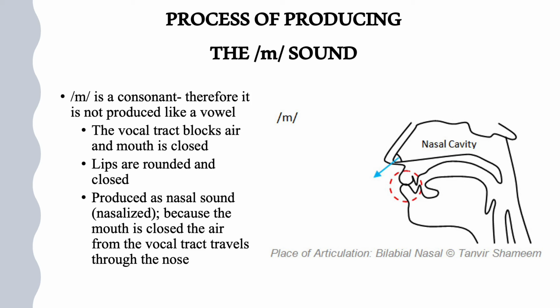Now, I will explain the process of producing the M sound. Unlike the vowel E, M is a consonant. Therefore, it is not produced and does not sound like a vowel. In the production of the M sound, the mouth is completely closed and the lips are rounded and closed. M is produced as a nasal sound, what we call nasalized. This means that the air moving from the vocal tract travels out through the nose because the mouth is closed. Therefore, the vocal tract is blocking the air. The diagram to the right demonstrates this.